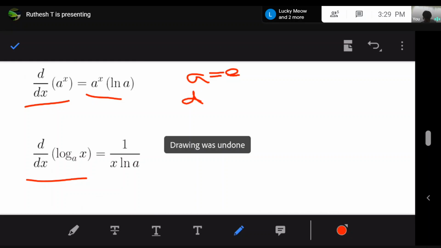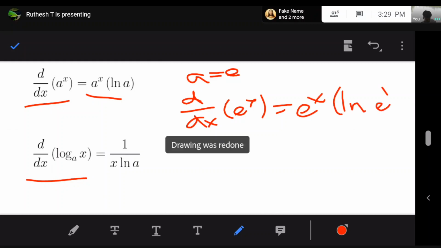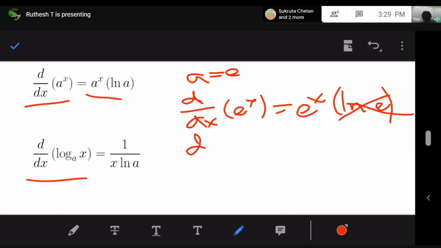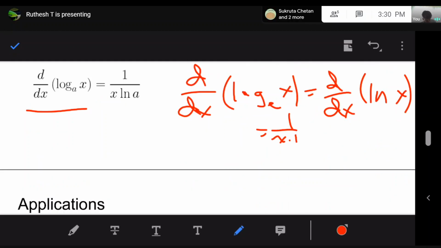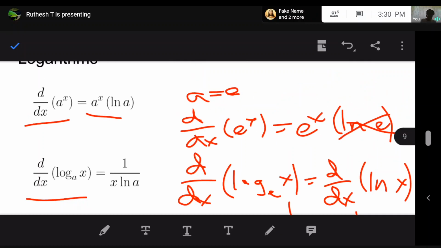Then you end up with the fact that the derivative of e to the x is just e to the x times ln e, and ln e is log base e of e, which is just 1. And same thing with this, the derivative of log base e of x, which is the derivative of ln x, equals 1 over x times ln e, which is just 1, so you end up with 1 over x. So that's all there is to logarithms.